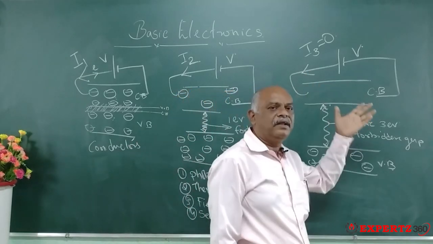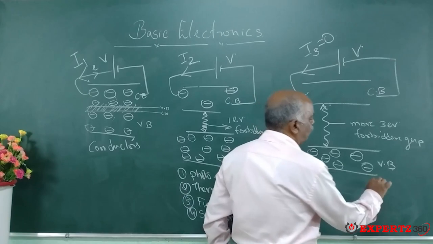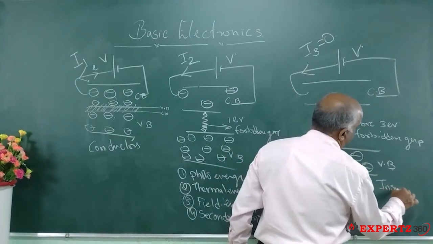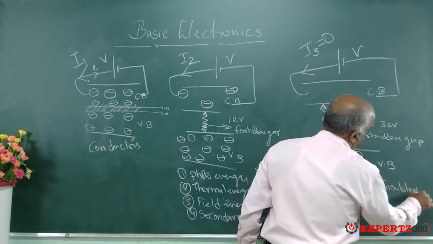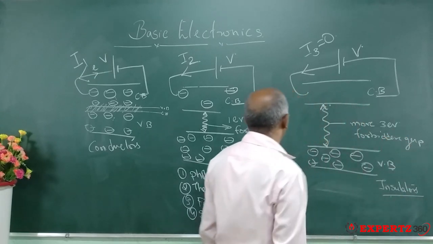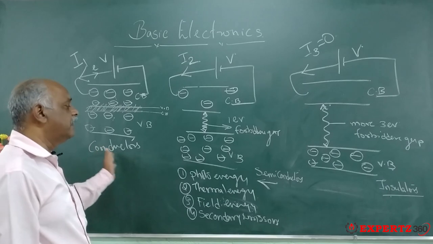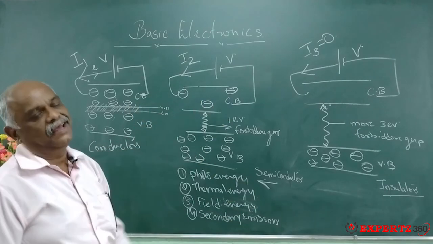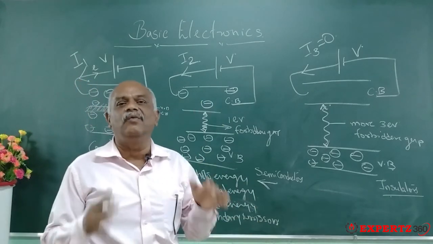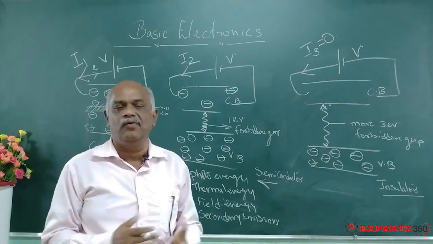This type of material where there is no flow of current, you call it as insulators. Clear? So now I come into conductors, semiconductors, and insulators. Now let us see what is a conductor, what is a semiconductor, and what is an insulator.